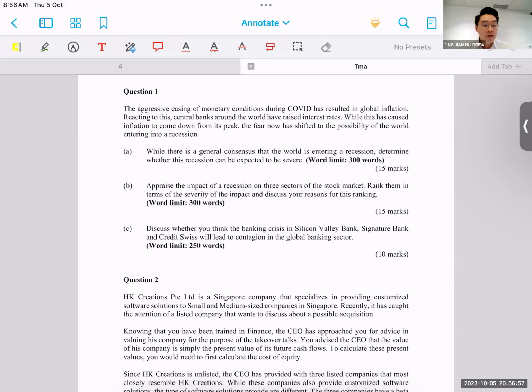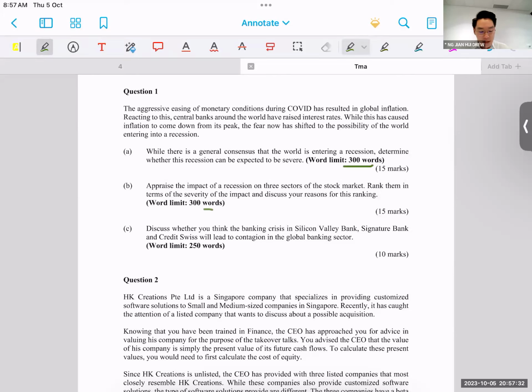Okay, so some general comments first. For the TMA and also for subsequent assessments, you should be very careful when you read the question to answer the question directly. So avoid giving any definition. You do not have to define anything. You do not need to define what is a recession. You do not have to define any details. Just go straight to the question and answer it directly, because a lot of the time you see that word limit.